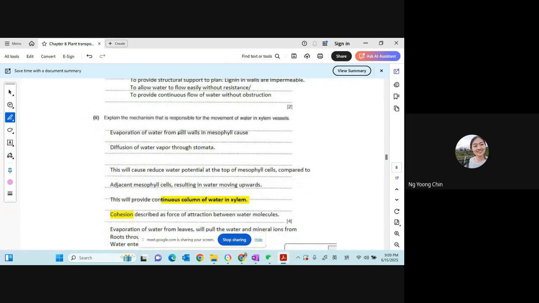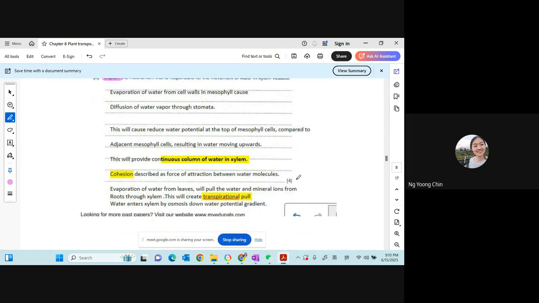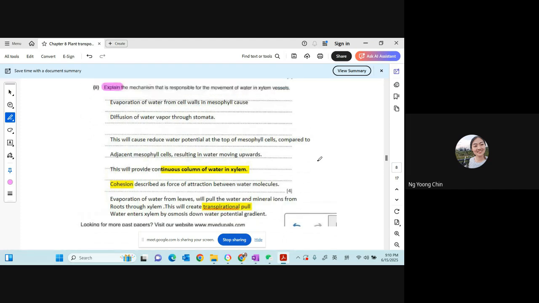And then for this one, how are you able to describe it? The mechanism that is responsible for the movement of water in the xylem vessel. They ask you to explain. How many marks do they give you? 4 marks. So whenever they give you a question with 4 marks, 5 marks, 6 marks, maximum they will only give you 6 marks. So you should describe your answer in a very detailed way in order to get the marks.